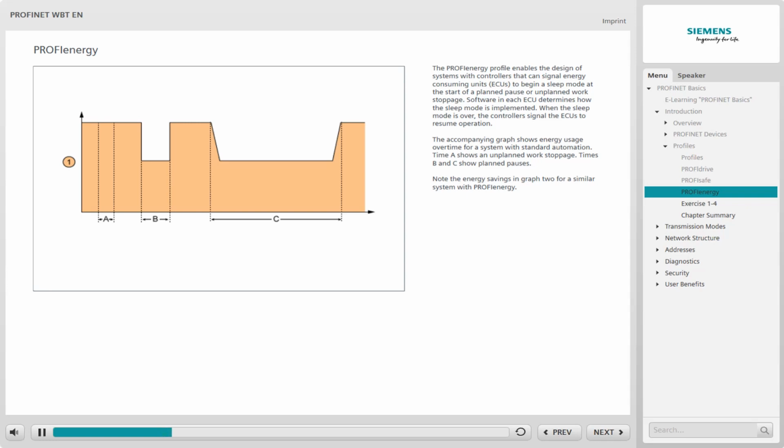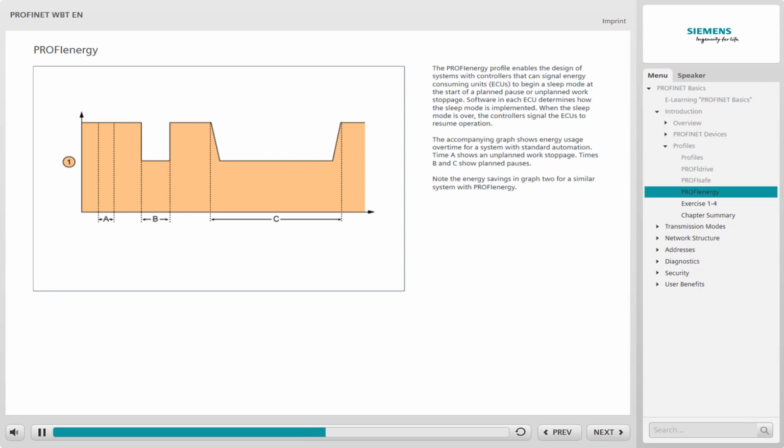The ProfiEnergy profile enables the design of systems with controllers such as programmable logic controllers, PLCs, that can signal equipment, referred to in the profile as energy-consuming units, ECUs, to begin a sleep mode at the start of a planned pause or unplanned work stoppage. Software in each ECU determines how the sleep mode is implemented. When the sleep mode is over, the controllers signal the ECUs to resume operation.